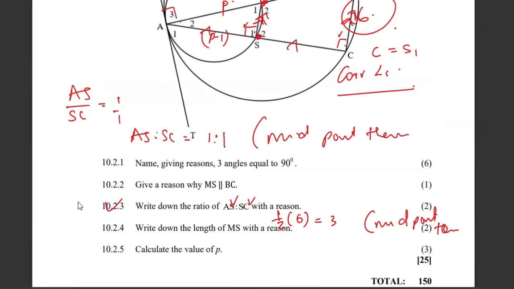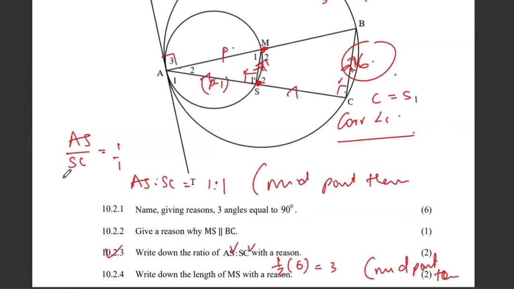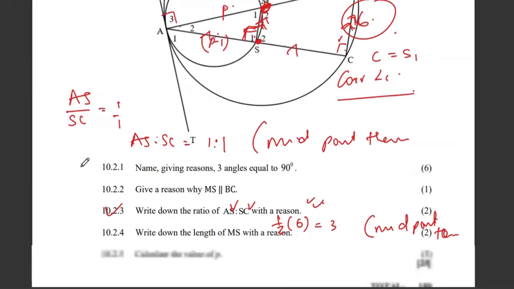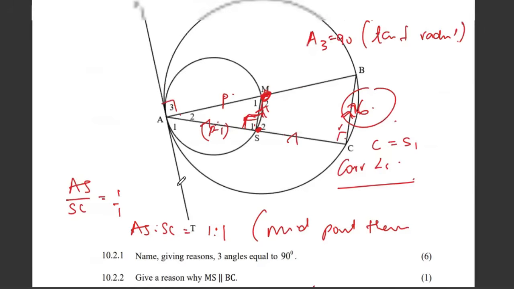Now, next, from the previous one, if we're looking for a reason besides telling us the midpoint, someone can talk about a line from the center, perpendicular to the chord, must also bisect the chord, okay? Then lastly, they want us to find the value of P.